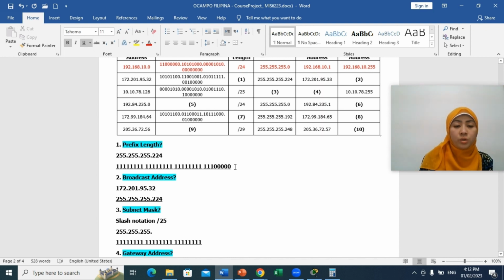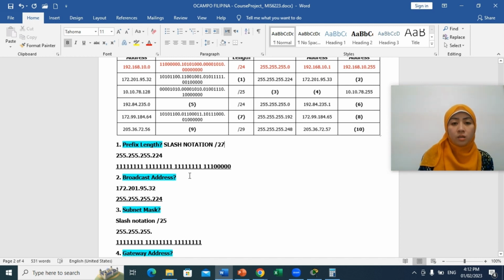So now, how do we know what the prefix length is? We count all the ones in this subnet mask in binary form. So we have 8 plus 8 plus 8 is equal to 24, plus 3 is 27. So now we have slash notation, slash 27. This is how we get the prefix length for this subnet mask.